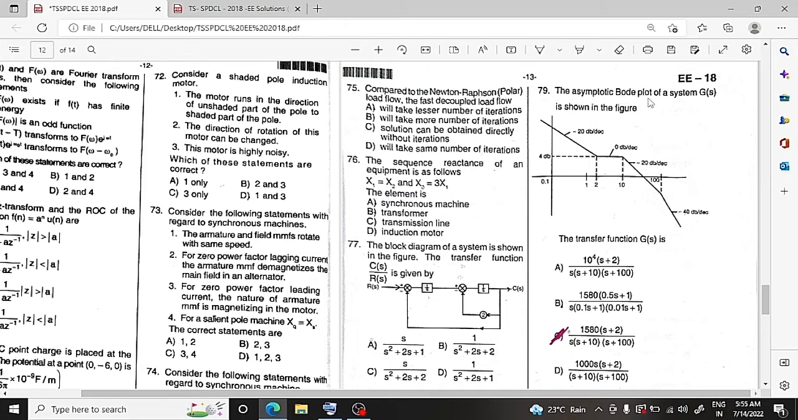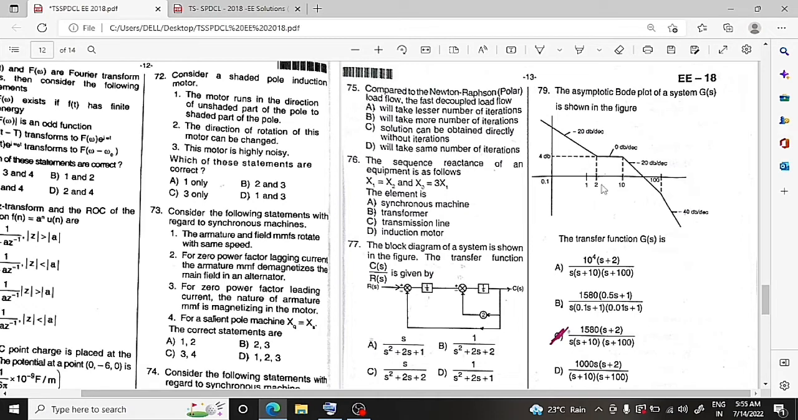The asymptotic Bode plot of a system G of S is shown in the figure. So they have basically given an asymptotic Bode plot of a system G of S. You can see clearly this line has a slope of minus 20 decibels per decade, and this line has a slope of 0 decibels per decade, and this line has a slope of minus 20 decibels per decade, and this line has a slope of minus 40 decibels per decade.